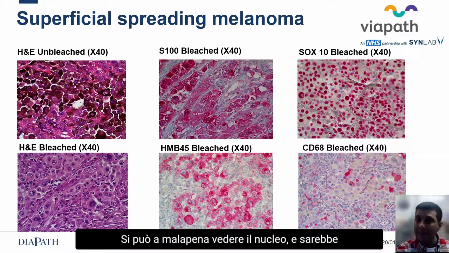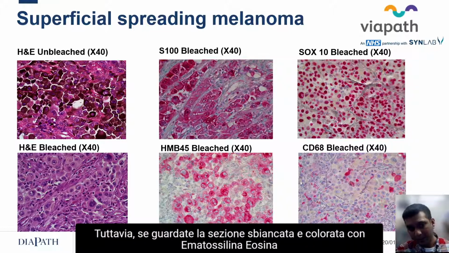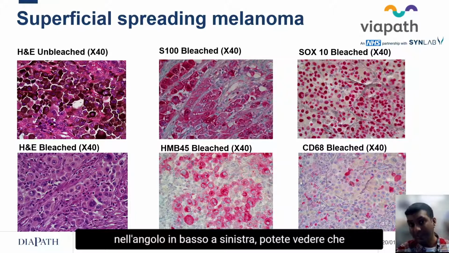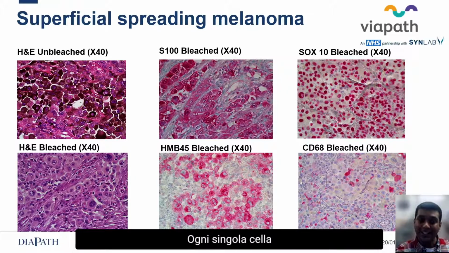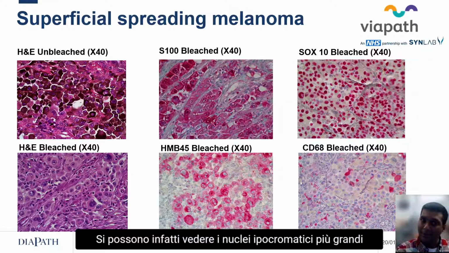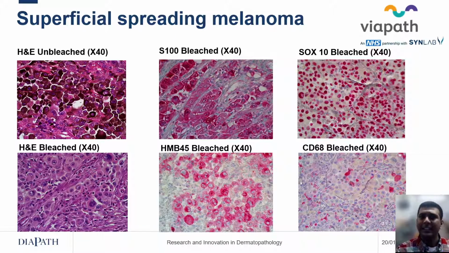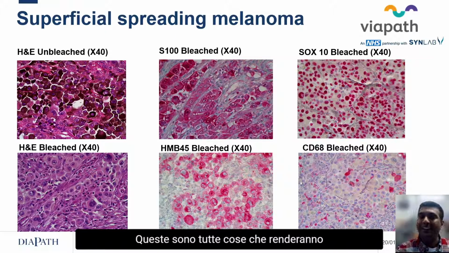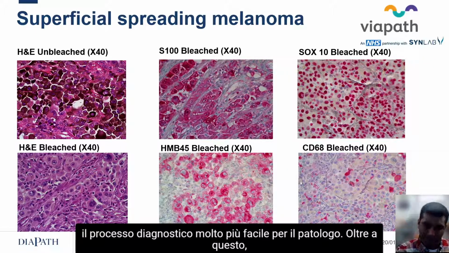You can barely see the nucleus. And it'd be very hard for them to make a definitive diagnosis. However, if you look at the bleached H&E in the bottom left-hand corner, you can see that the melanin pigment has been completely removed. Each of the individual cells are very easily visible. You can in fact see the larger hyperchromatic nucleus, even from this image here. And you can see the finer details such as the nuclear and mitotic figures as well. These are all things that will make the pathologist's diagnostic process a lot easier.